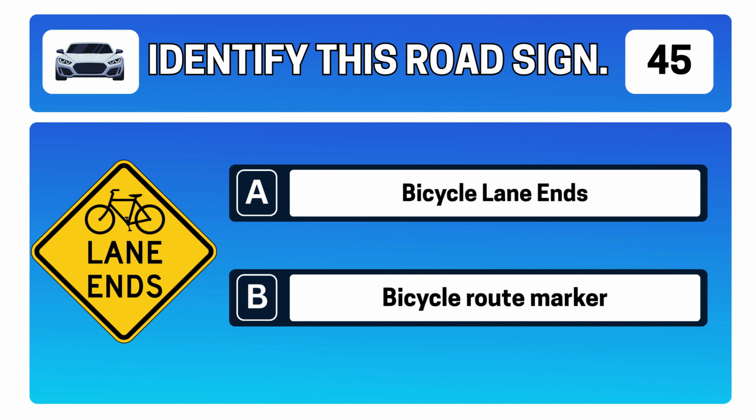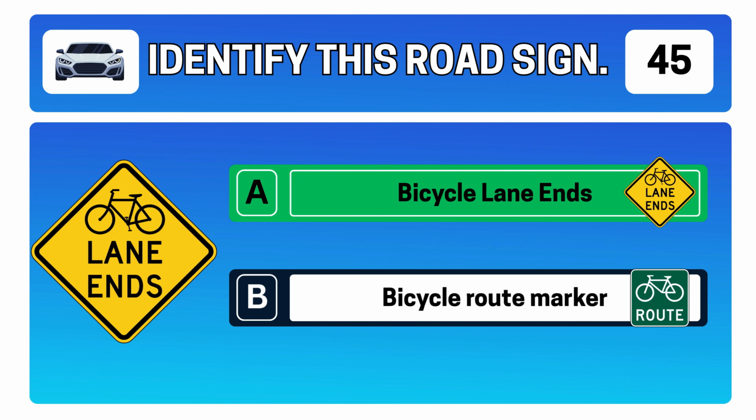Identify this traffic sign. A. Bicycle lane ends. B. Bicycle route marker. Right. It is the bicycle lane end sign.